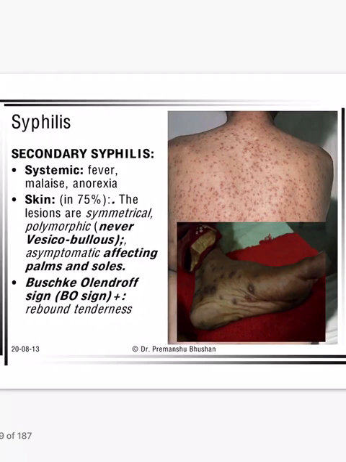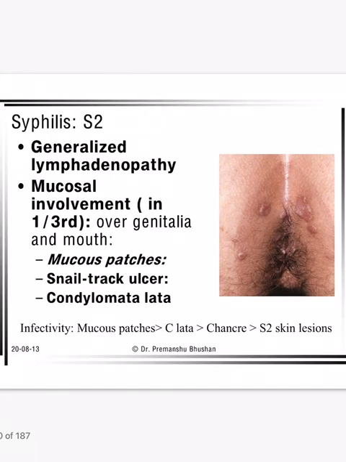Okay, now coming on to the other images, guys. Syphilis, secondary syphilis, how will it present, guys? It will present with... Buschke-Ollendorff sign is positive, guys. That is rebound tenderness. This is important from the MCQ aspect, guys. Okay.